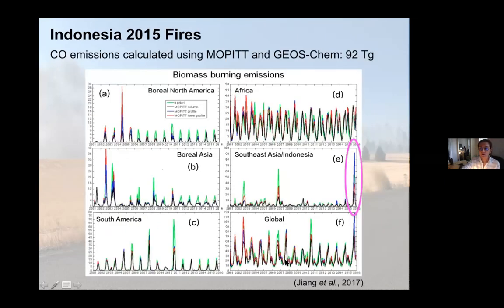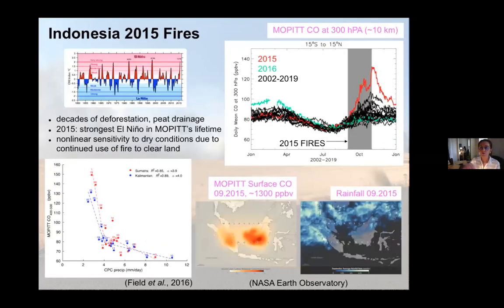Okay, so now we move to the largest CO event observed by MOPITT in all its life, the Indonesian 2015 fires. Start by saying that those fires coincided with the largest El Nino event during MOPITT's lifetime, which is shown in here. So MOPITT started operating in 2000, unfortunately, right after another very big event, but since 2000, this one was the biggest, in 2015.